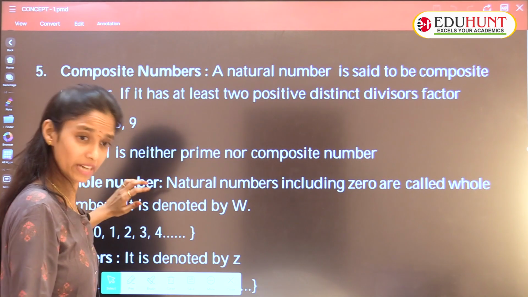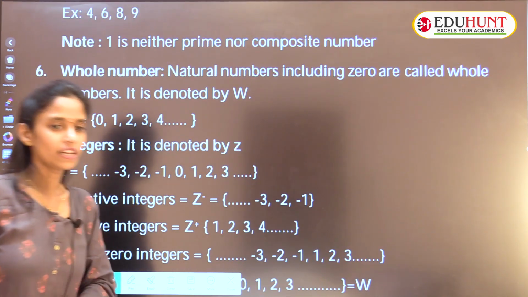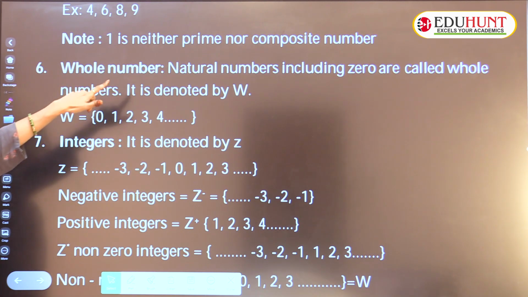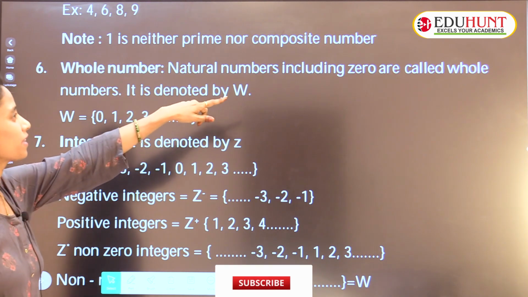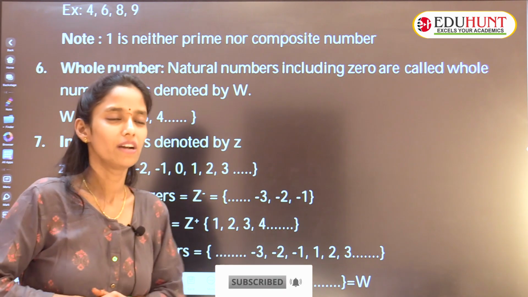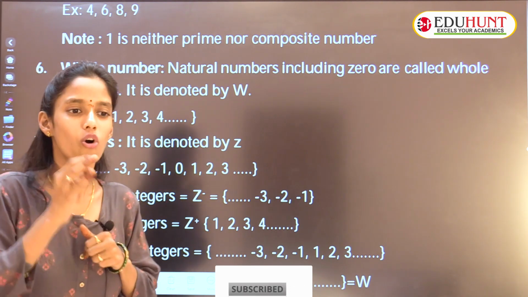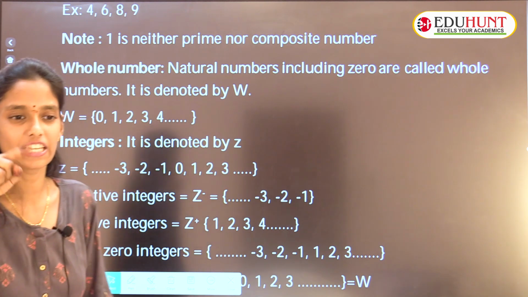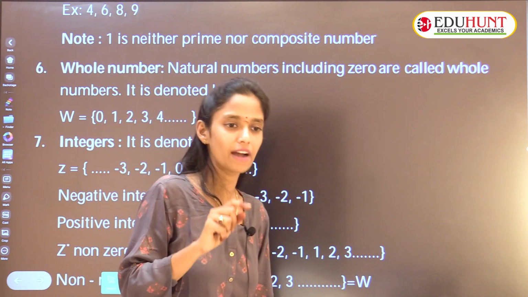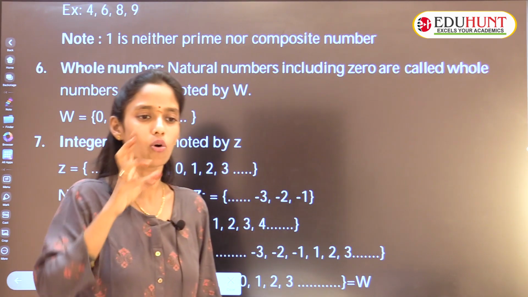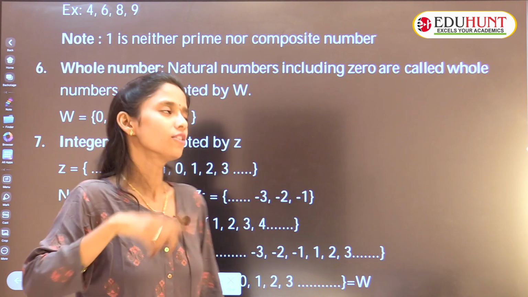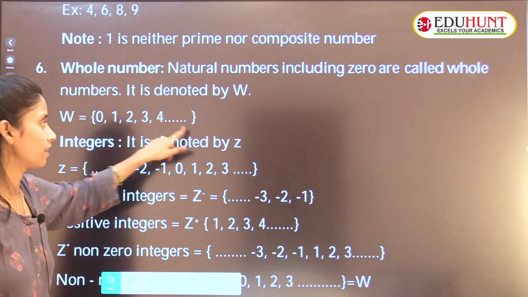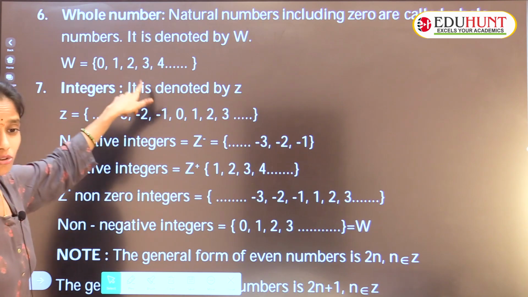Now I am going to the next number. Now see here, what is the next definition? Whole numbers. A whole number is nothing but a natural number including 0. So simply, I'll not go with the definition. Whole numbers, by the word only you have to understand. Whole means 0. Always we'll say the whole shape will be a 0, circle shape. So the whole numbers also start from 0 to infinity. If you observe here, there are no negative numbers.